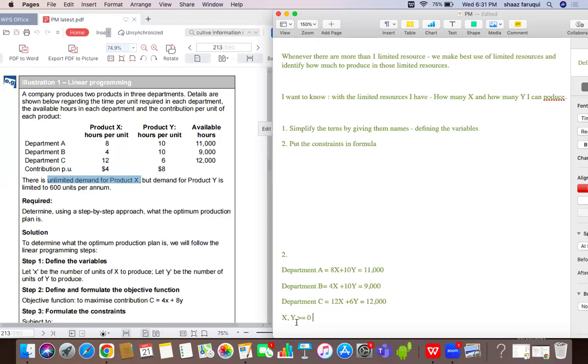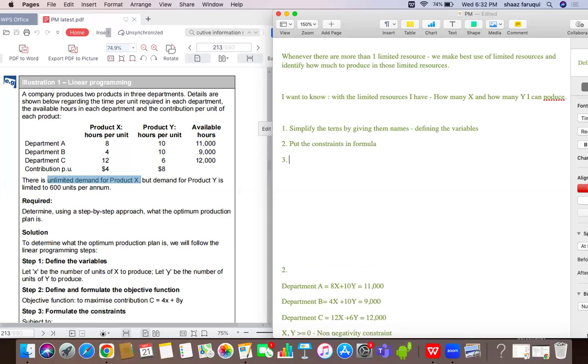You cannot make minus 1 x's. Number of y has to be 0 or more than 0. It cannot be negative 4. This is a constraint which says that the number of x and number of y cannot be negative, and for that reason this is called the non-negativity constraint. Meaning the number of x's and the number of y's cannot be less than 0. It cannot be a negative number. So I've put my constraints in the formula.